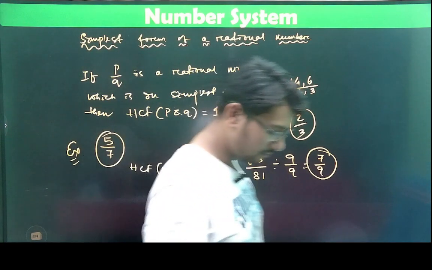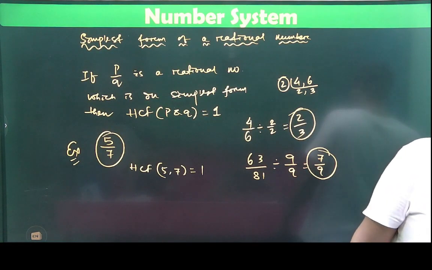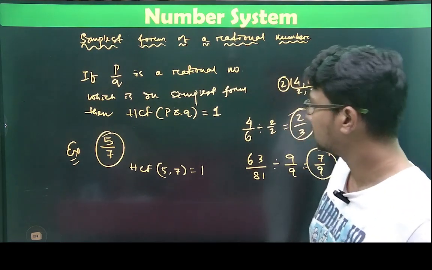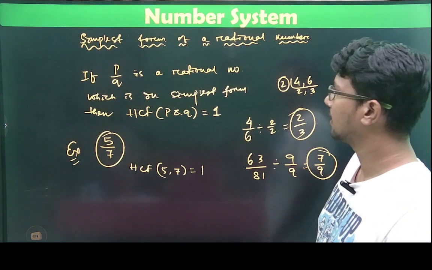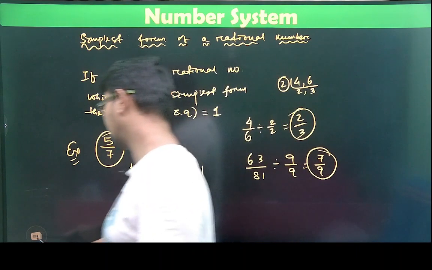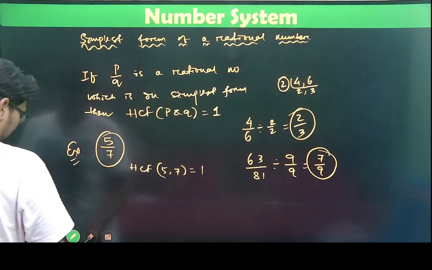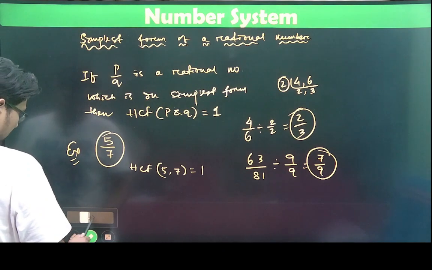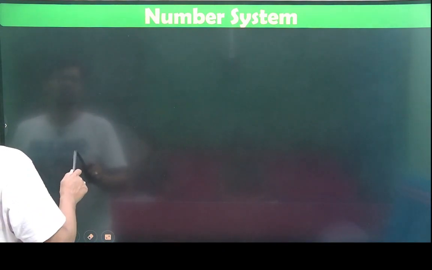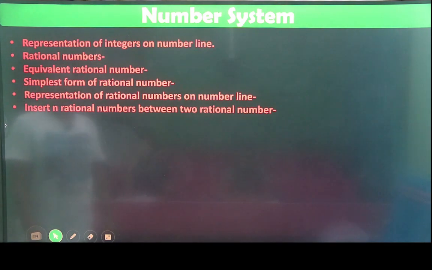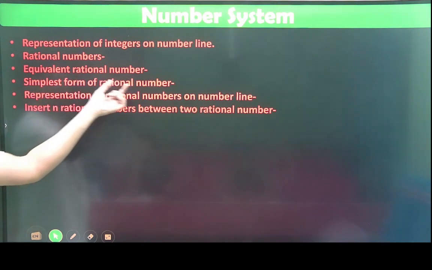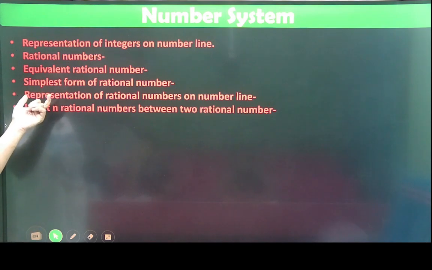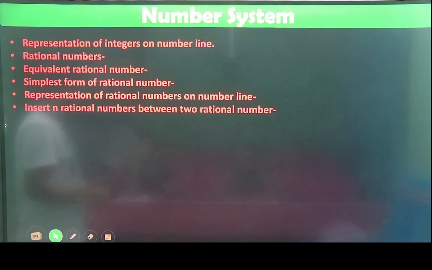Okay, clear? This is over, right? Now let us come to the next part. Now we have clear what is the simplest form of a rational number, right? Now we are going to represent a rational number on the number line. Clear? Okay.